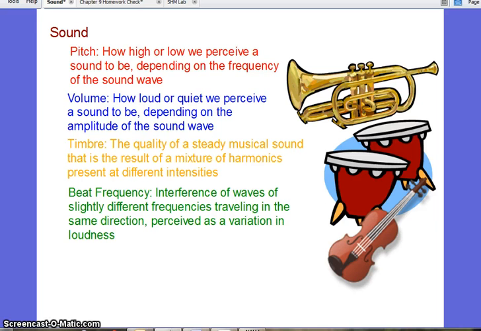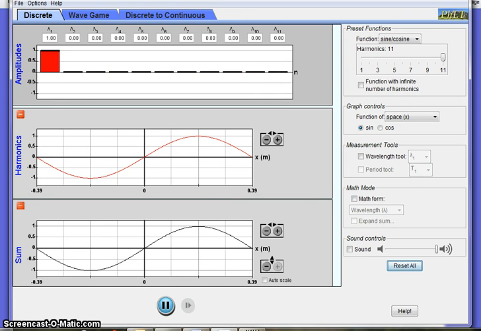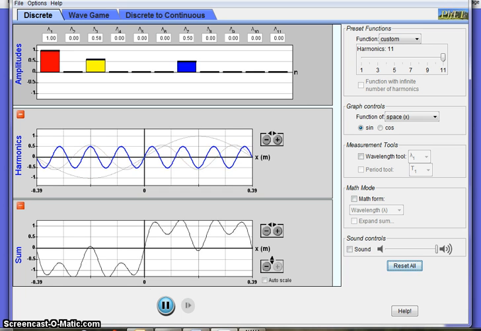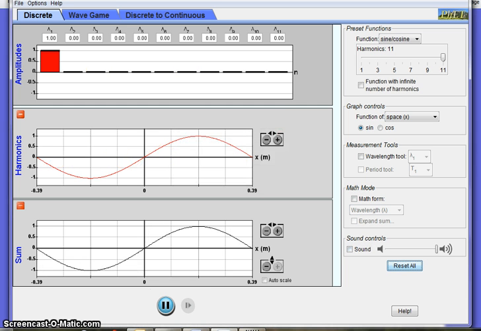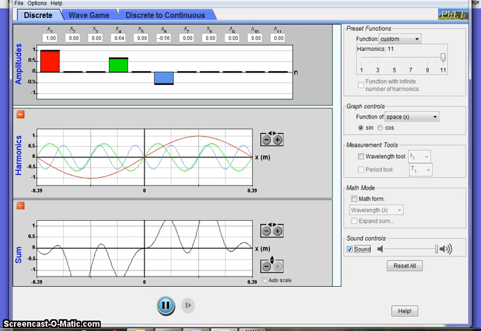Timbre is the tone quality of a steady musical sound that is the result of a mixture of the harmonics present at different intensities. So trumpets and violins have a different timbre, they have a different tone quality, and it's based on the shape of the wave that they produce. Because they give off different harmonics in the harmonic series, like one instrument might give off harmonics 1, 3, and 7, it'll give a certain waveform which gives us a certain sound. But if it gives off different harmonics, like maybe a 1, a 4, and a 6, it again gives off a different sound, a different tone quality. It sounds different.